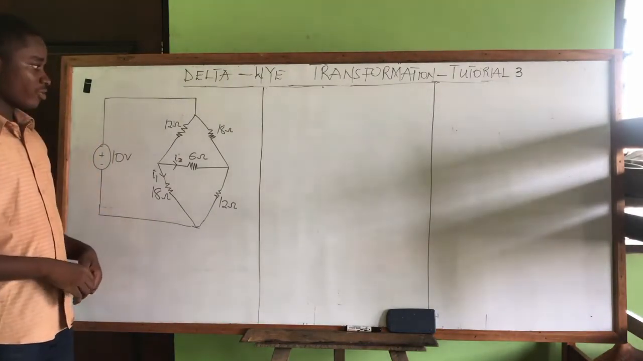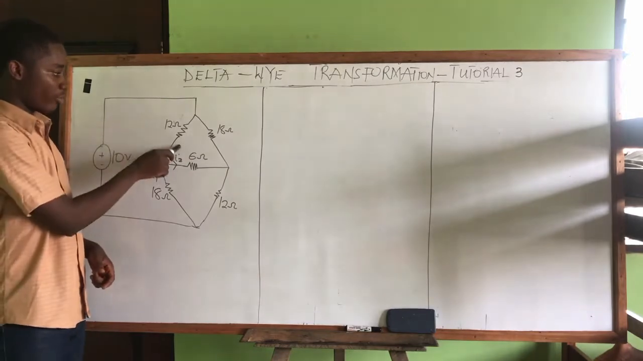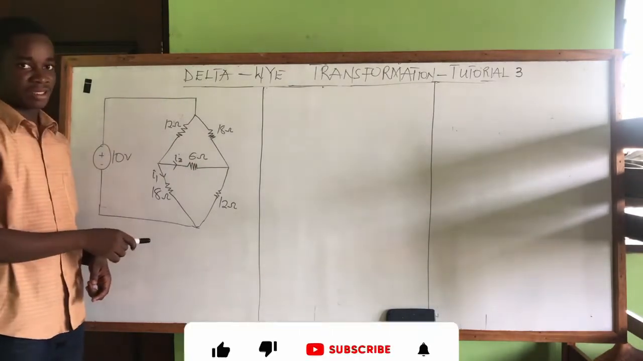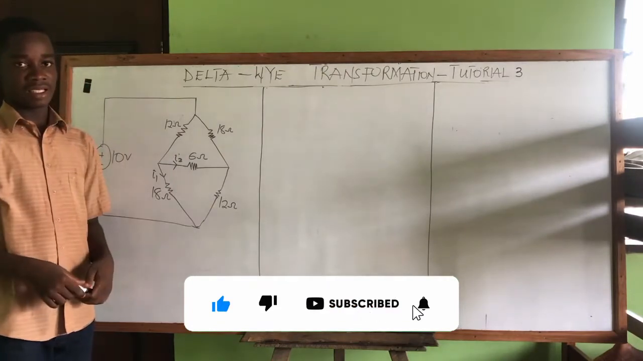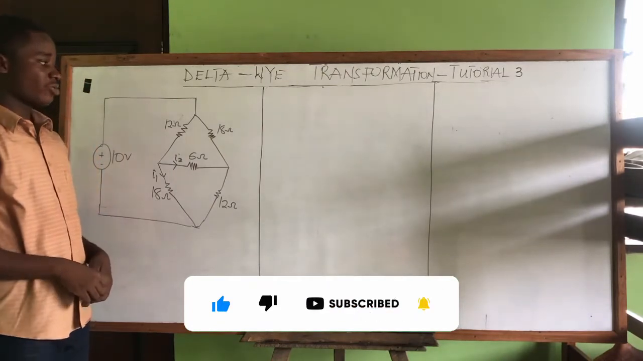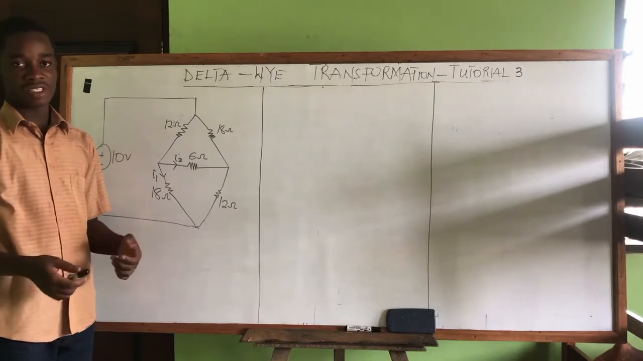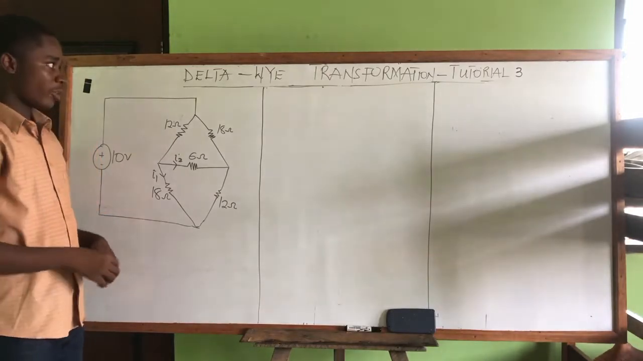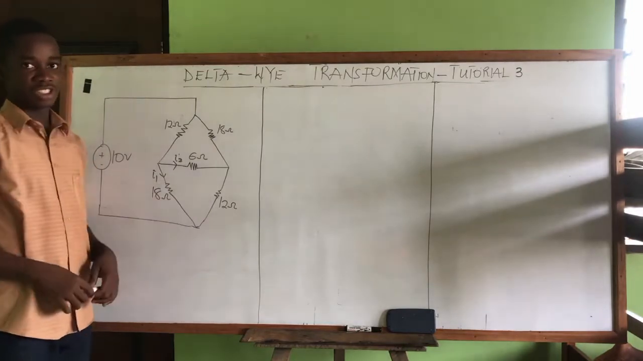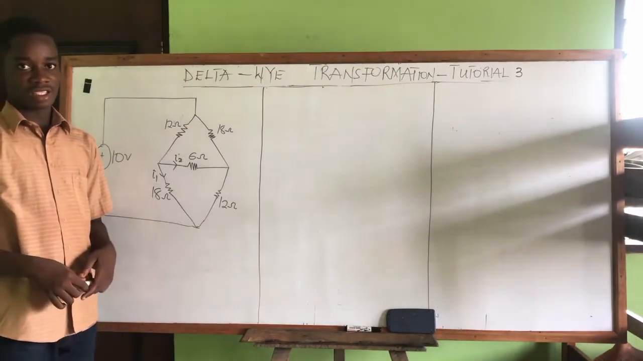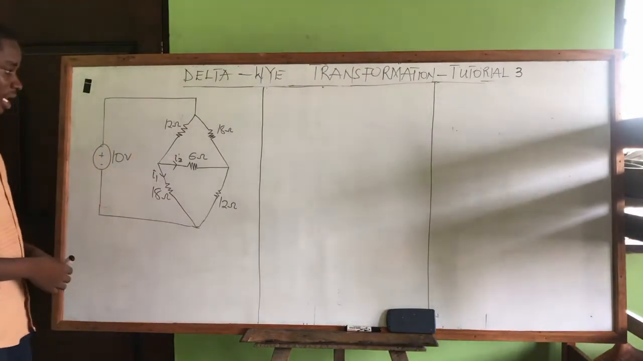So you can see we have two delta shapes. We have 12, 6 and 18 forming a delta shape, and we have 18, 6 and 12 forming another delta shape. So you can decide to change any of them to its equivalent Y. But for the purpose of this video, we are going to change the lower delta shape to the Y network. Alright, so let's see how we can change it.